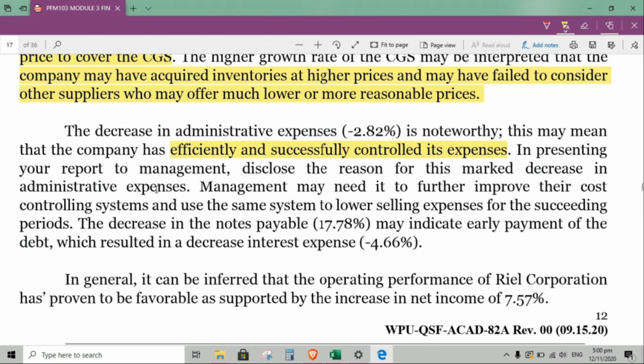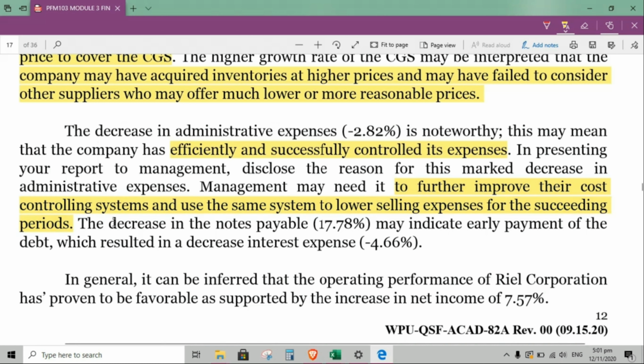So, ngayon, ang pwede natin ma-suggest sa kanila kahit papano is to further improve their cost controlling system and use the same system to lower selling prices for the succeeding periods. So, dapat i-consider din kung ilan yung pressure ng competitors at i-consider din kung magkano yung na-acquire natin para sa raw materials or yung cost of goods sold.